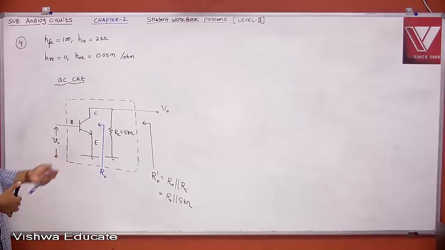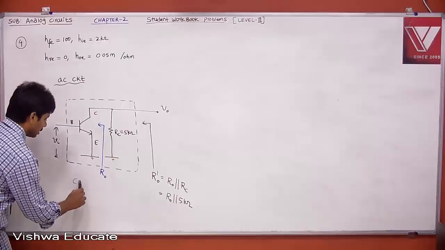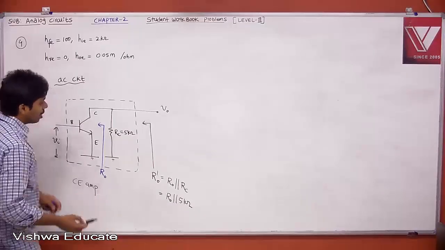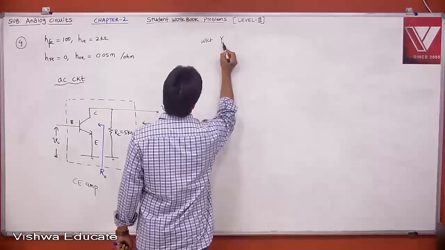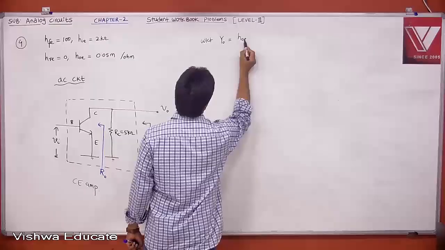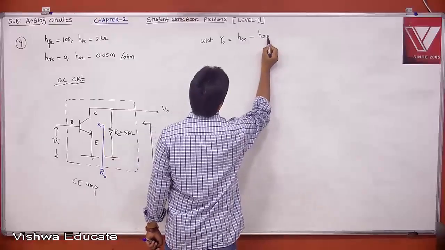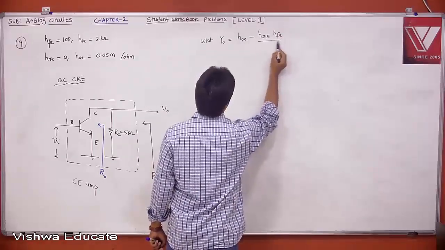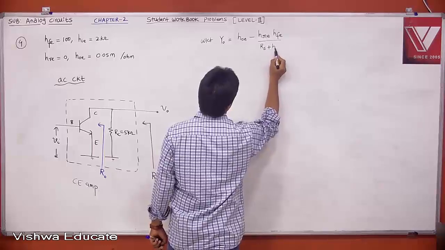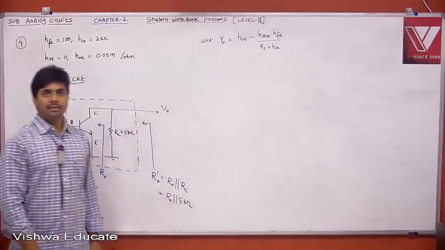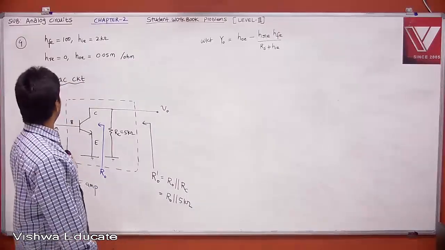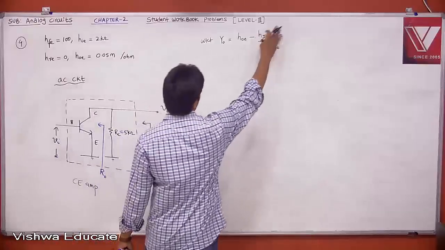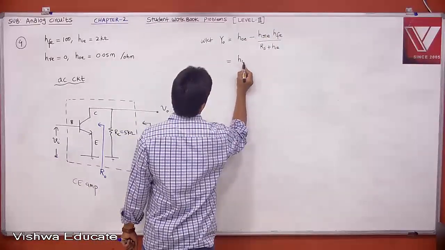Okay. Therefore, what is R0? First of all, what is this configuration? This is a common emitter amplifier, CE amplifier. Tell me what is the output impedance formula? We calculate Y0. What is Y0? HOE minus HRE into HFE divided by RS plus HIE. Go to the theory, what we have seen. We derived this also, the output admittance, right? But he has given HRE as 0. When HRE is 0, then it is simply HOE.